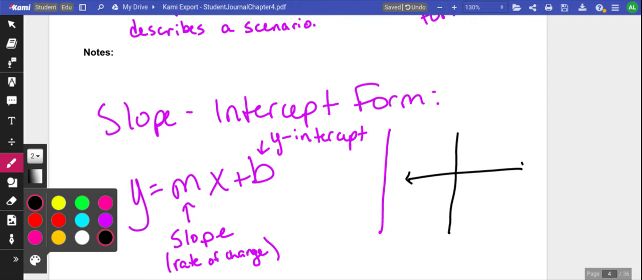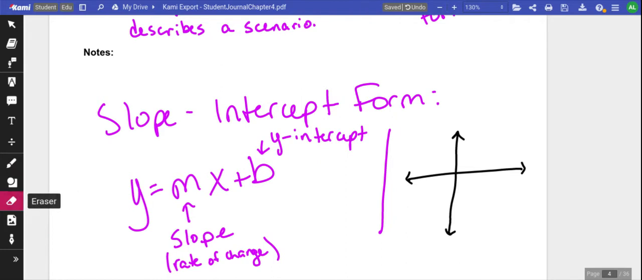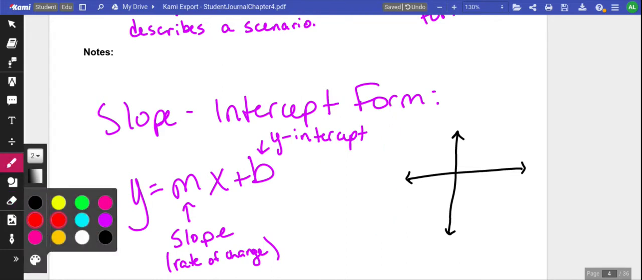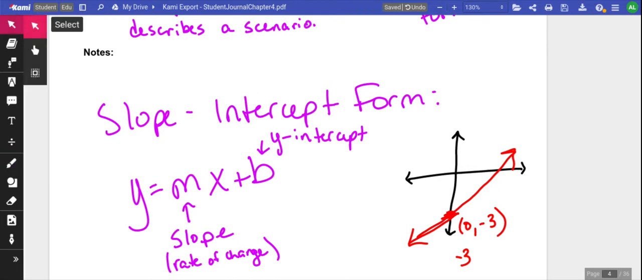So if we have our graph, remember a y-intercept is going to be where it crosses your y-axis. Okay, so it's going to be where it crosses here. So it means wherever your x value is 0. I know that's a very messy line. Bear with me here. Okay, so right here would be your y-intercept. If this was (0, -3), we would have -3 there as our b value. Okay, so hopefully that's all familiar.